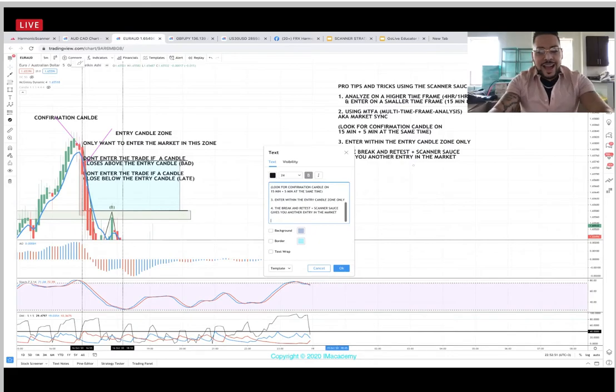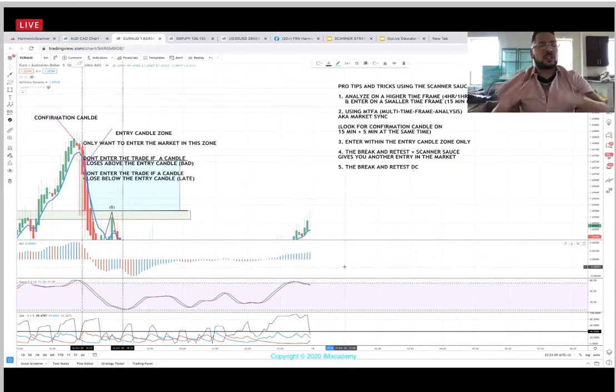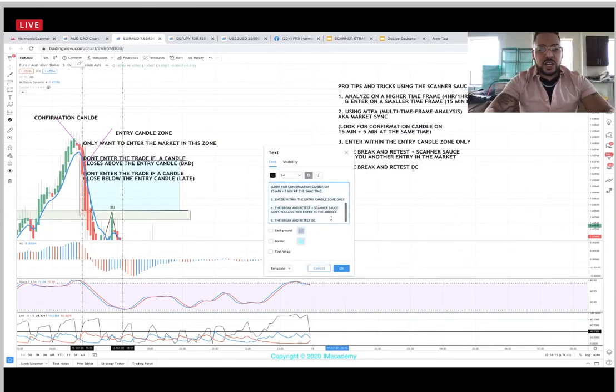Now, the last tip that I'm going to give you guys is the break and retest, okay? The break and retest with the DC channel. I don't know how to pronounce this, but I don't want to stay here too long because we've been here almost 2 hours. But I'm going to show you this. The break and retest of the DC channel.